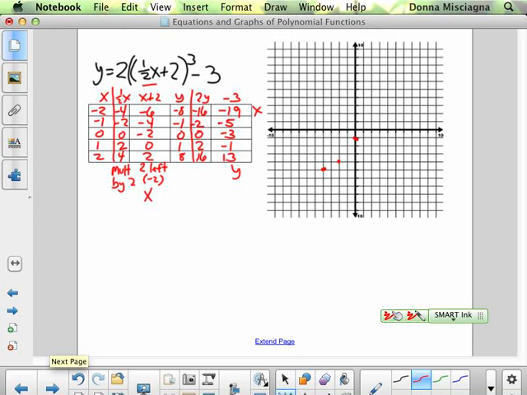7, 8, 9, 10, 11. Just extend it a little bit. There we go, 13. All right, so this is a little easier to graph. Here's our traditional S shape. All right, so this is vertically and horizontally stretched. Right? And that's all there is to graphing with transformations.